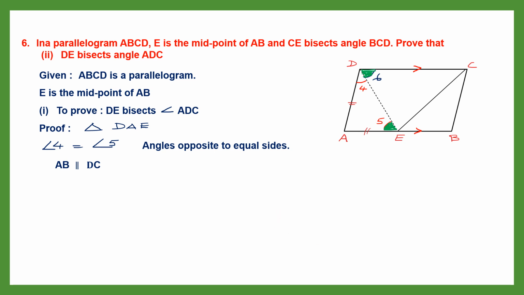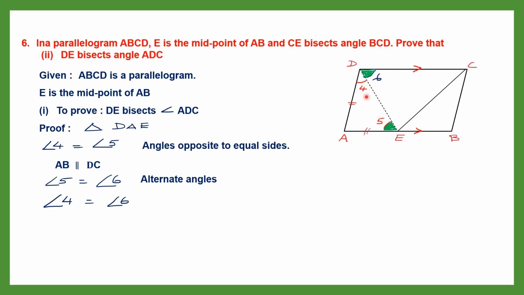So we can write that. We can say angle 5 is equal to angle 6. And what is the reason? Alternate angles. So here we have found that angles opposite to equal sides, 4 and 5, are equal. Alternate angles 5 and 6 are equal. So that means if 4 is equal to 5 and 5 is equal to 6, that means 4 is equal to 6, isn't it? That means these two angles are equal.